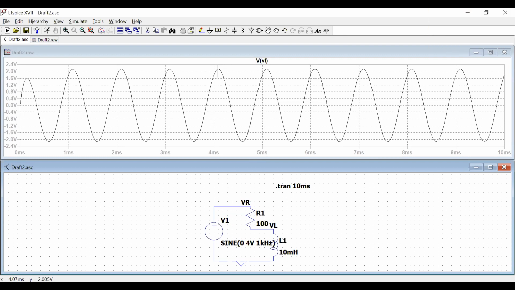Wait, are we making these on the actual breadboard too? No, because we don't have the generator. Oh, so this lab is just on LT Spice. Yeah. Okay. Yeah. AC circuit analysis is on LT Spice. Okay. Sounds good?